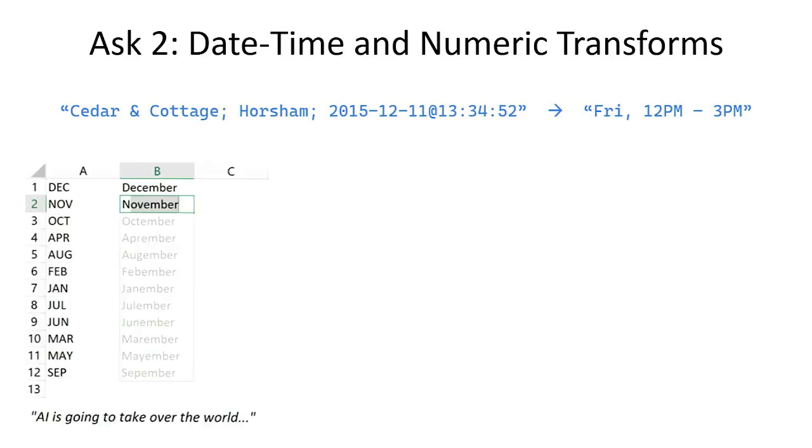Here's a tweet that was retweeted several thousand times. DEC goes to December, NOV goes to November, OCT, October, April, August. This is a very common scenario. People in our team have got physical mail with dates like August. Somebody used FlashFill and has not really looked at the output.